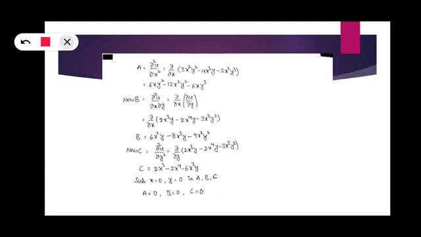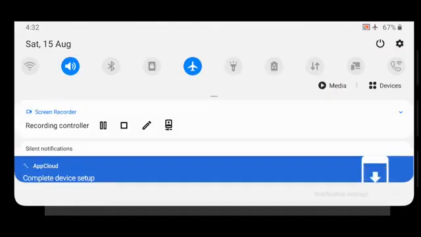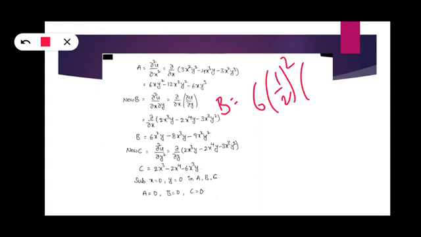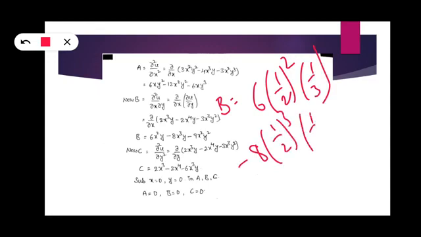Just remind it. Now we calculate the value of b. So here b is equal to 6 into x square, that means 1 by 2 whole square, into y, that means 1 by 3, minus 8 into x cube, which is 1 by 2 cube into 1 by 3. Next, minus 9 into x square y square, that means 1 by 2 square into 1 by 3 square.